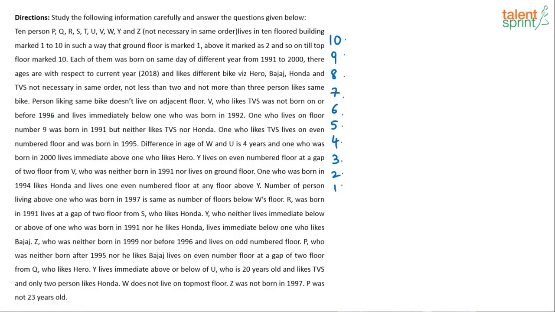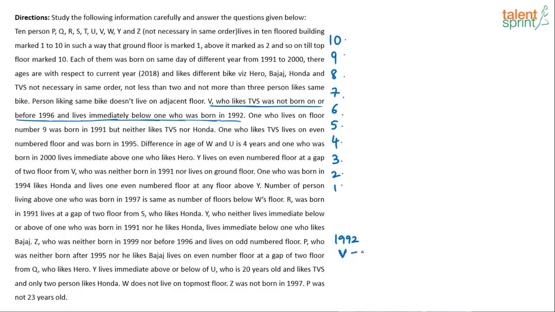Okay, so the first clue: V, who likes TVS, was not born on or before 1996 and lives immediately below the one who was born in 1992. Now try to convert this sentence into a picture. How would you write it? I would write it in this fashion: 1992 is immediately above V. V lives immediately below the one who was born in 1992.